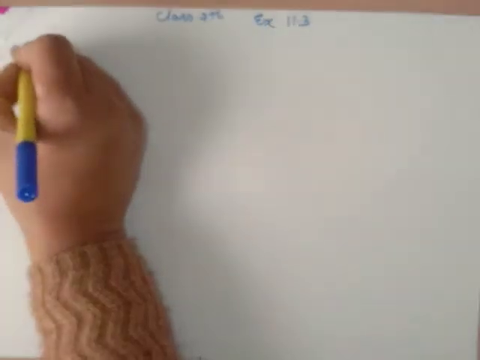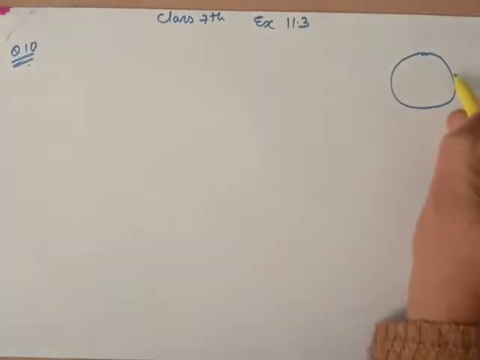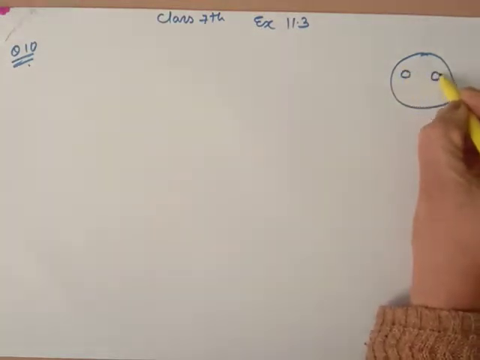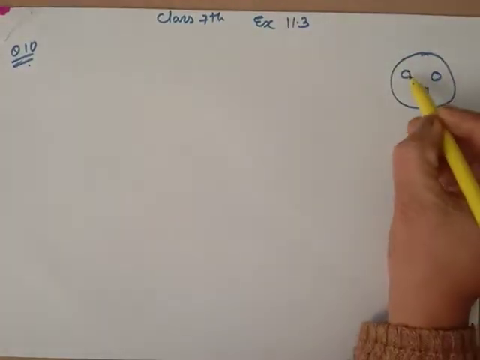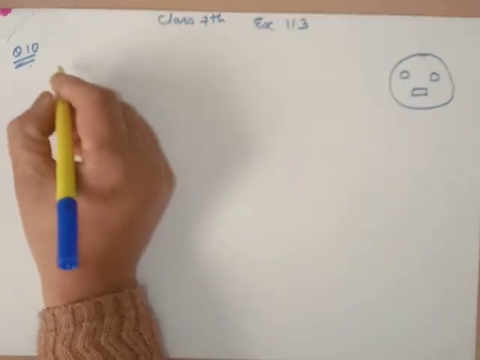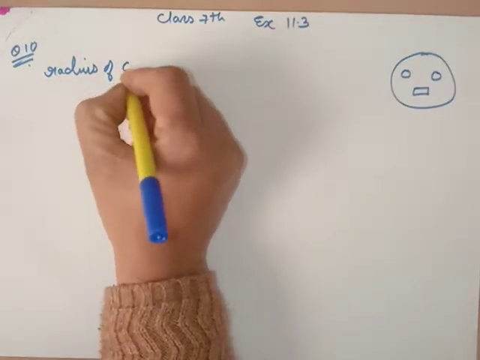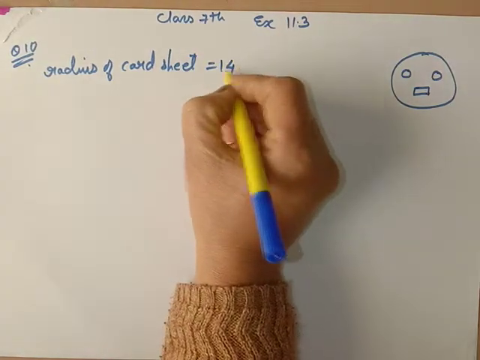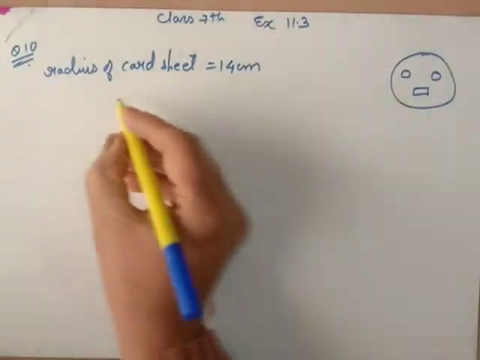Now, question 10. The figure is given. The card is in the shape of a circle, and in the card there are two small circles and one mouth represented in the shape of a rectangle. We have to remove these two circles and this one rectangle. What is given in the question? They have given the radius of the card sheet is equal to 14 centimeter. So first we find out the area of the circle.